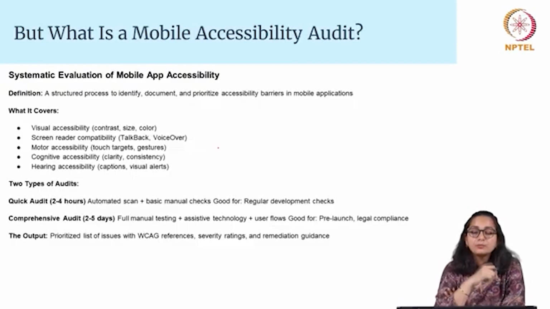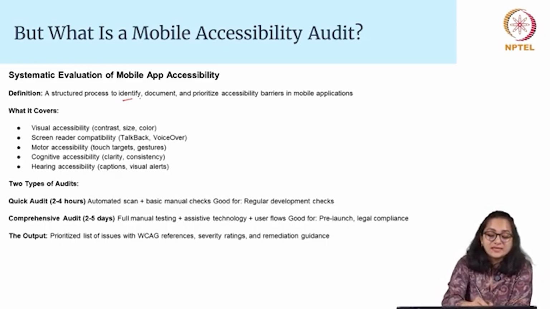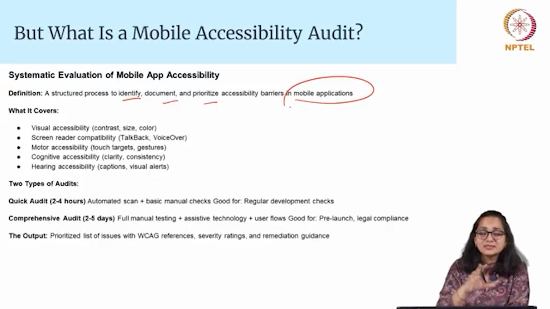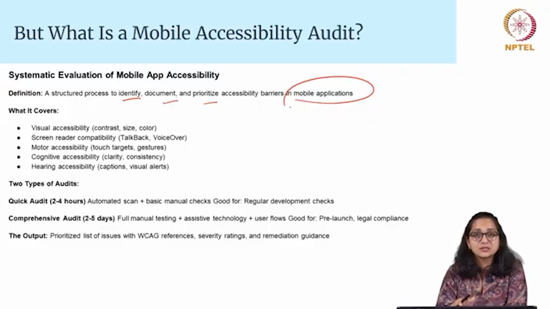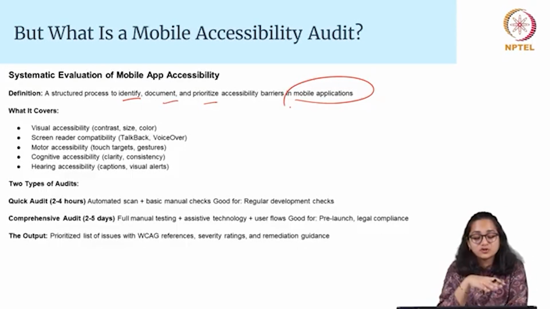But what is mobile accessibility, or what are the steps? Let us talk about that. Systematic evaluation of mobile accessibility is a structured process to identify, document and prioritize accessibility barriers in mobile applications. The framework is largely similar to web accessibility evaluation methodologies.